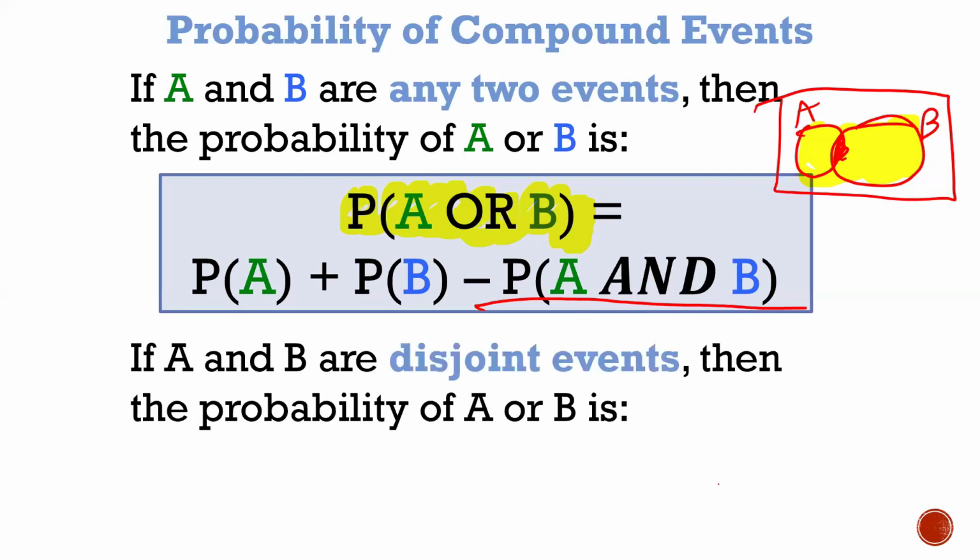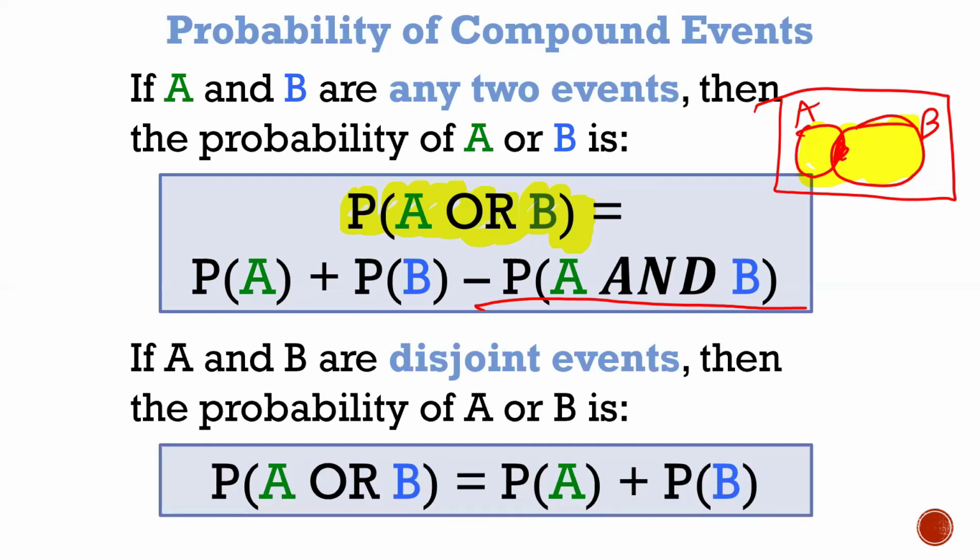Now, if A and B are disjoint, it means that the rings don't look like the Olympics. They're like this. If you have disjoint events, there are no outcomes in common. So in that case, you can just add them together. Now, this isn't really two formulas. Because in this case, if you have disjoint events, what's the probability of the two events occurring at the same time?